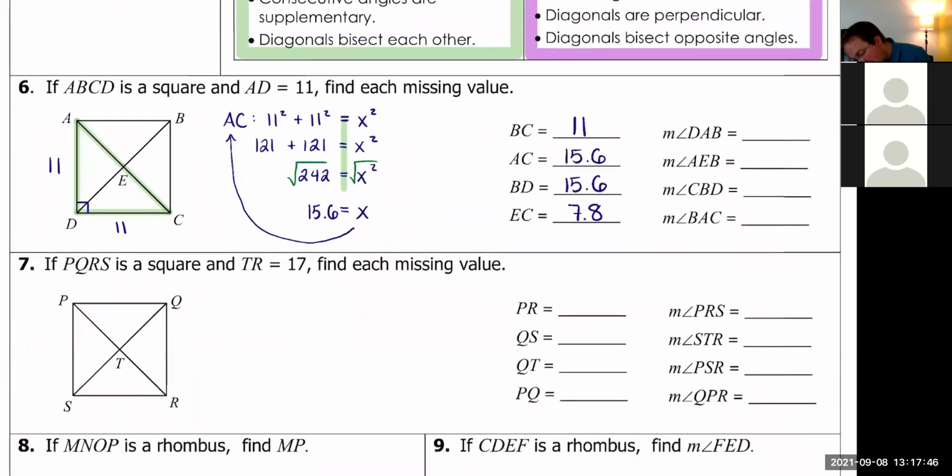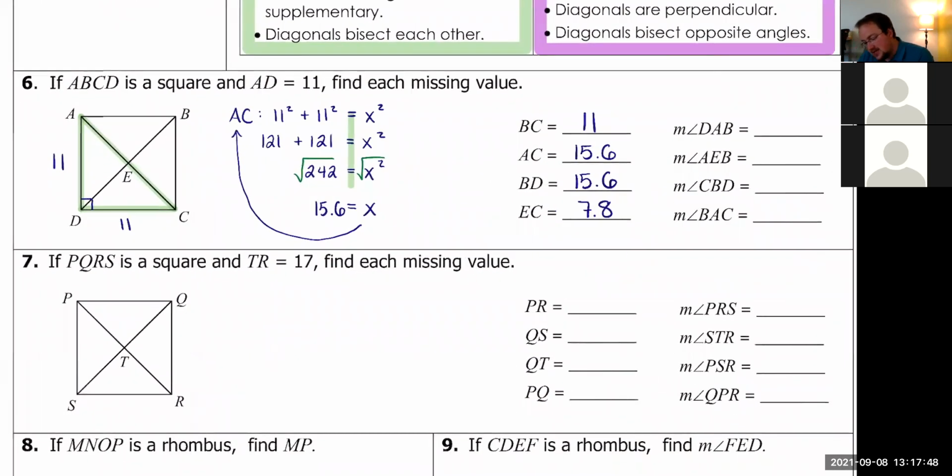Next up, we have our angles. Angle DAB. I'm mildly disappointed that nobody actually dabbed there, but whatever. 90 degrees, because a square is a special type of rectangle, and rectangles, all four angles are 90 degrees.